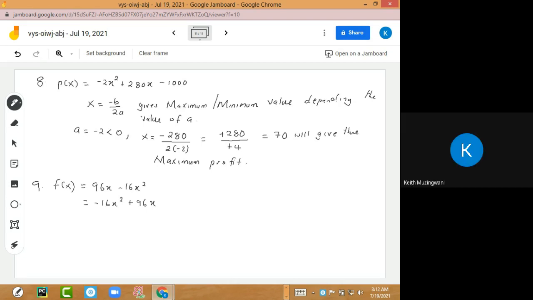I have a question on number 8. Sorry to take you back. So where we said a is equal to -2, which is less than 0, does it mean that when a is negative, or less than 0, then it's a maximum? Always. Yes. And when a is greater than 0, it is a minimum. All right.